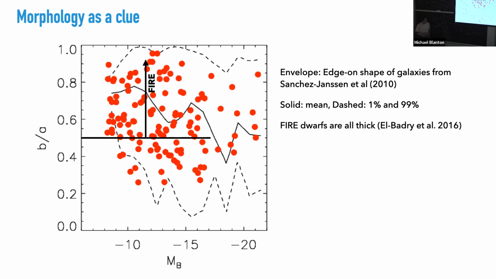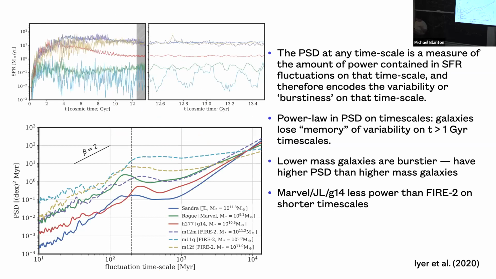But I wanted to point out that this is different than FIRE, where the dwarf galaxies are all very thick. They have axis ratios of 0.5 and higher, right? So we're definitely seeing some differences in our dwarf galaxies, and I think it probably comes down to this complicated plot, which I'm going to walk you through. This is a great plot from Karthik Iyer's work, where he looked at the power spectral density in these various simulations. I always have to put this up here to remind myself what it is.